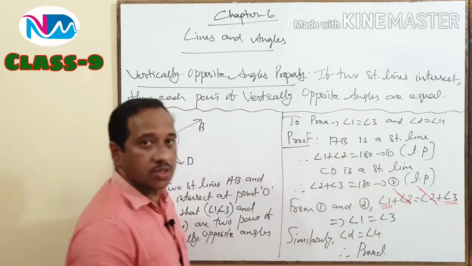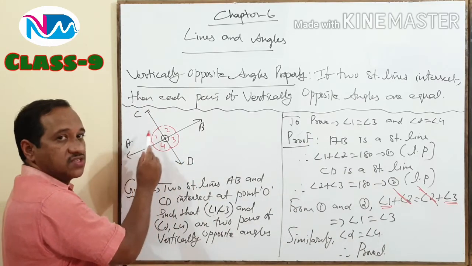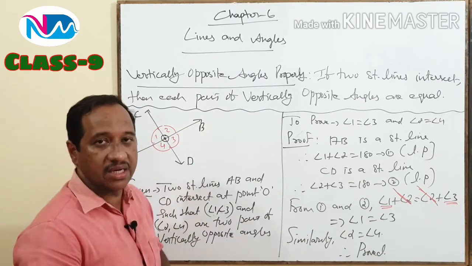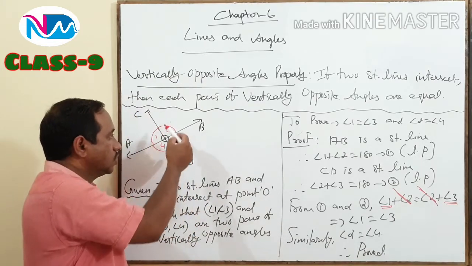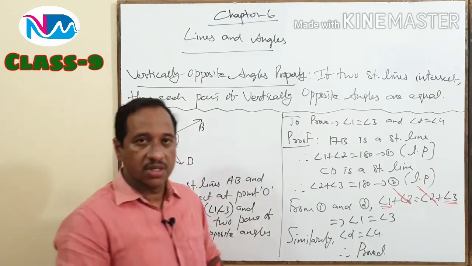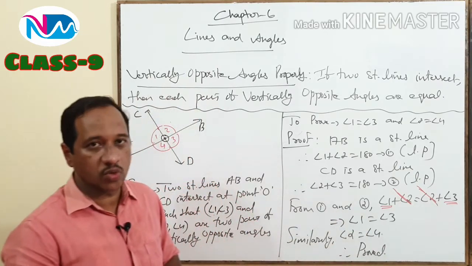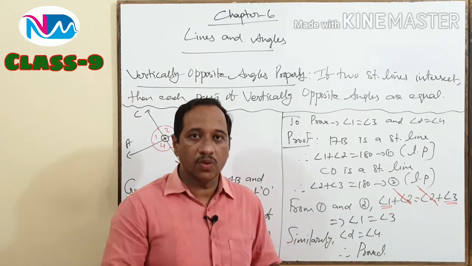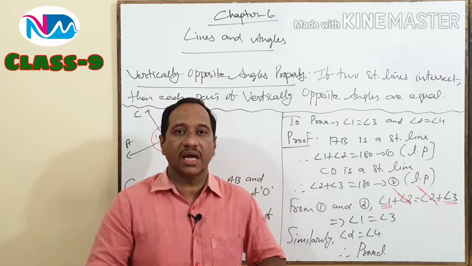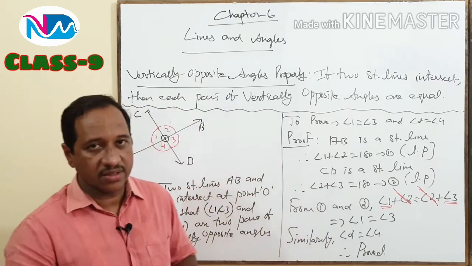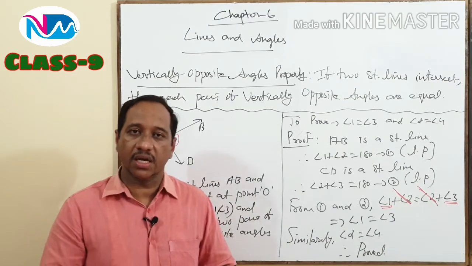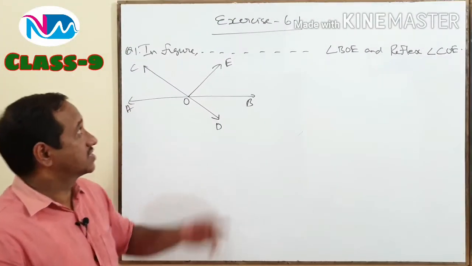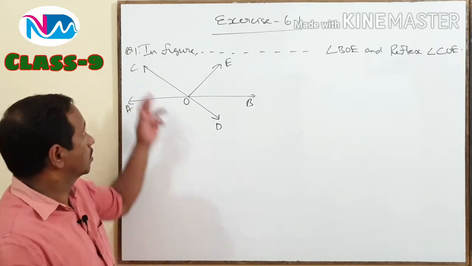Angle 1 is equal to angle 3 means the first pair of vertically opposite angles are equal. Similarly, we can prove that angle 2 is equal to angle 4. The steps for that are not required. Hence, we proved that if two straight lines are intersecting, then each pair of vertically opposite angles are equal. Now we move to exercise 6.1, question number 1.